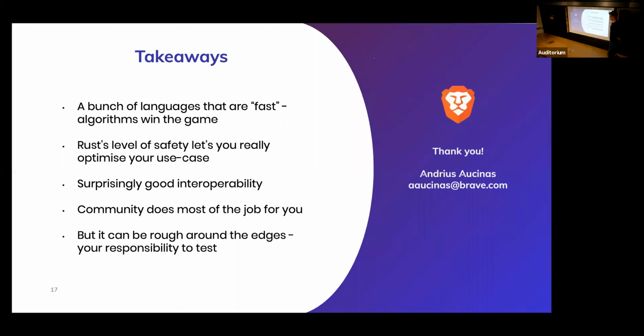And then there was a conversation, so what do we write it in? Well, C++ is good, but I don't want to do C++.